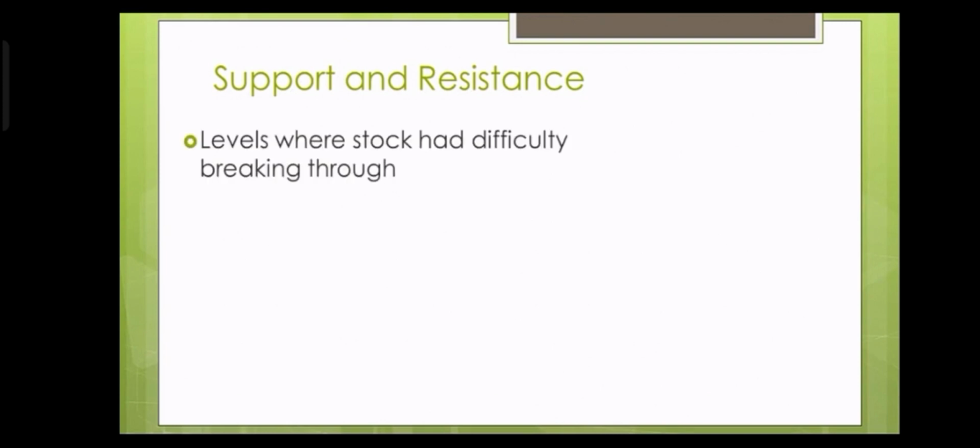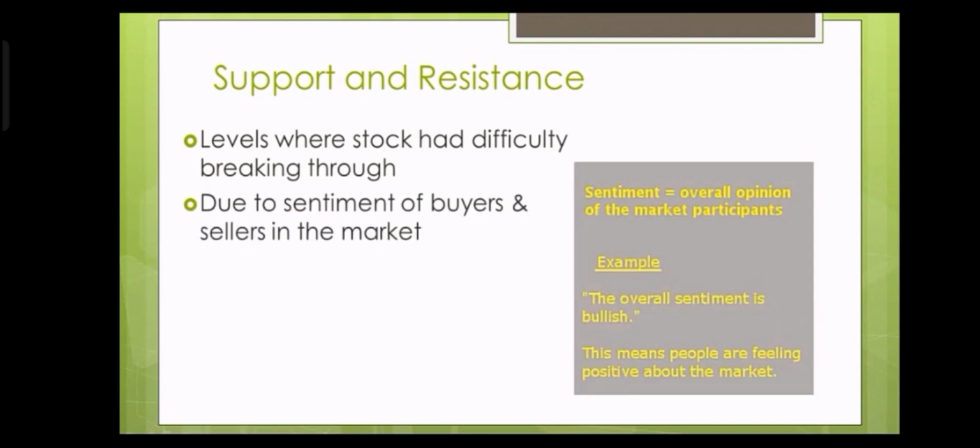Okay, so to begin, support and resistance is very easy to understand. They are just levels where the stock had difficulty trying to break through. And this is because of the sentiments of the buyers and sellers in the market. In stocks, the sentiment refers to the overall opinion of the market participants. So for example, if you hear people saying that the overall sentiment of the market is bullish, what this sentence means is investors are feeling positive and optimistic about the stocks in the market.